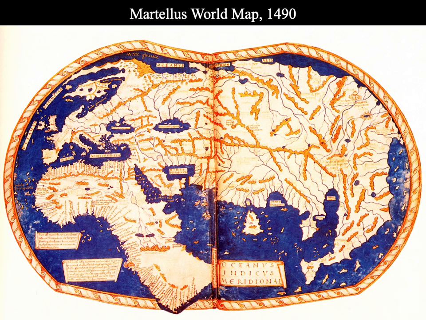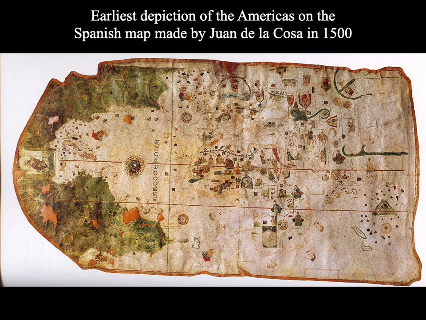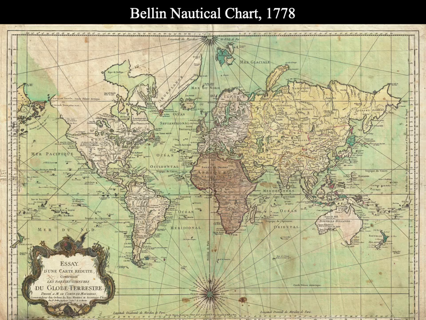Here we see a very early world map from the year 1490. Do you notice which continents are missing? This is the first map that shows the Americas, made by Juan de la Cosa in the year 1500. The Bellin nautical chart, made in 1778, looks surprisingly modern in its detail of the continents. Notice the lines of latitude and longitude.